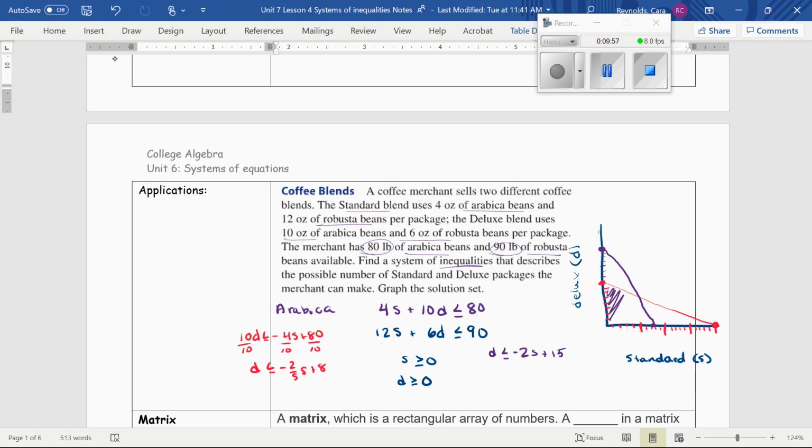So above my intercepts and below both lines is this little corner region here. And then your vertices for that region would be these 4 corners.